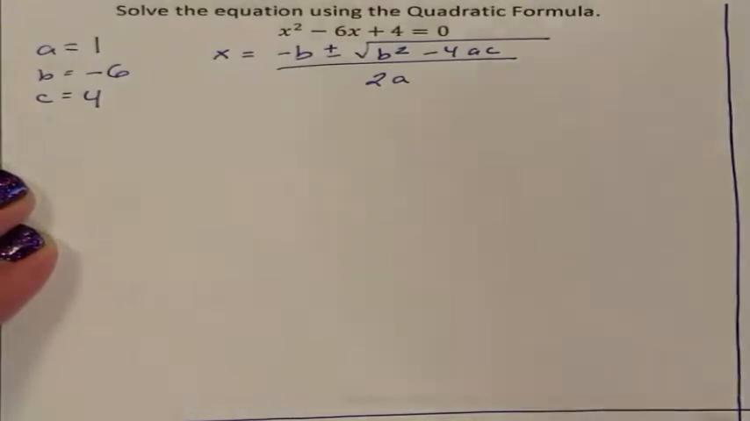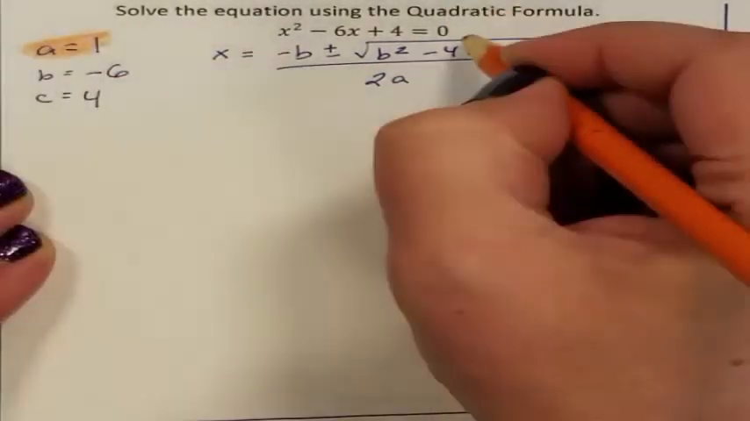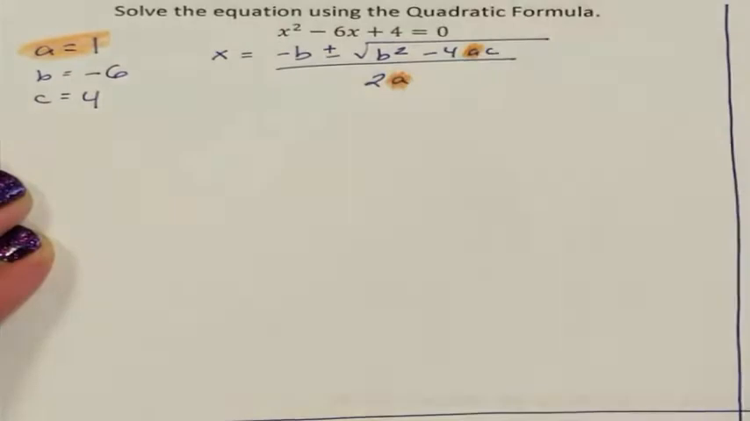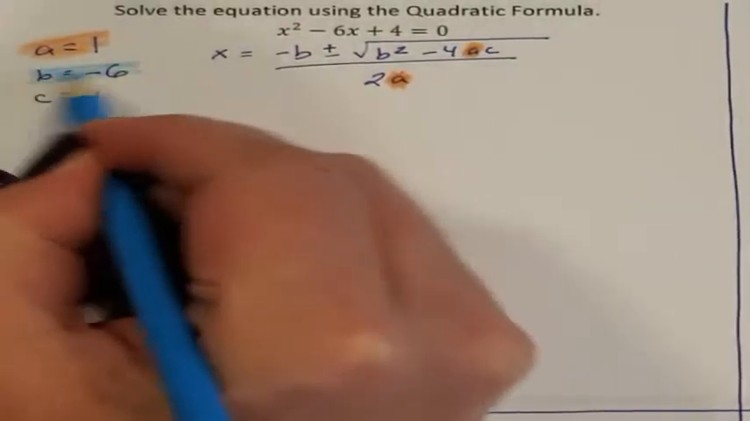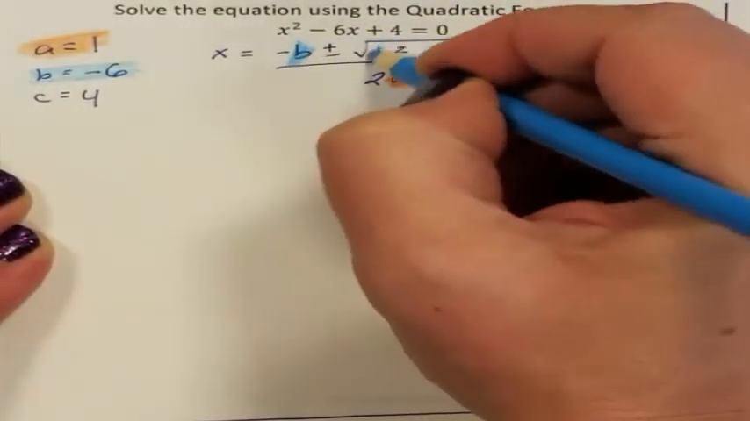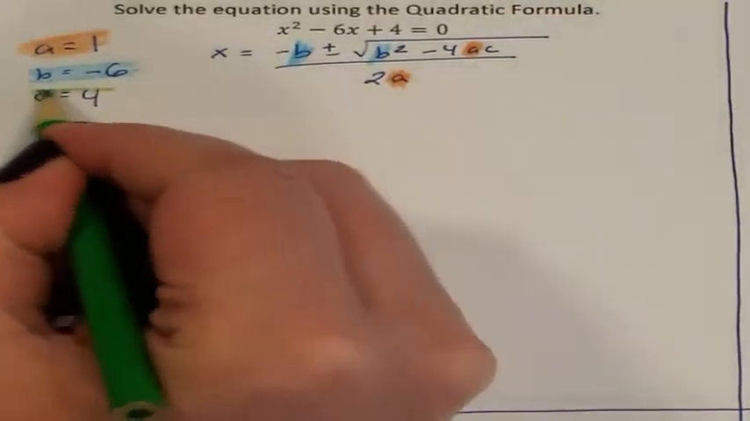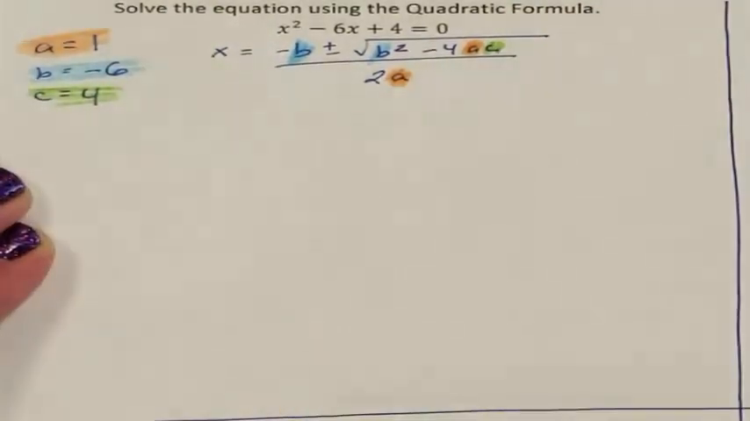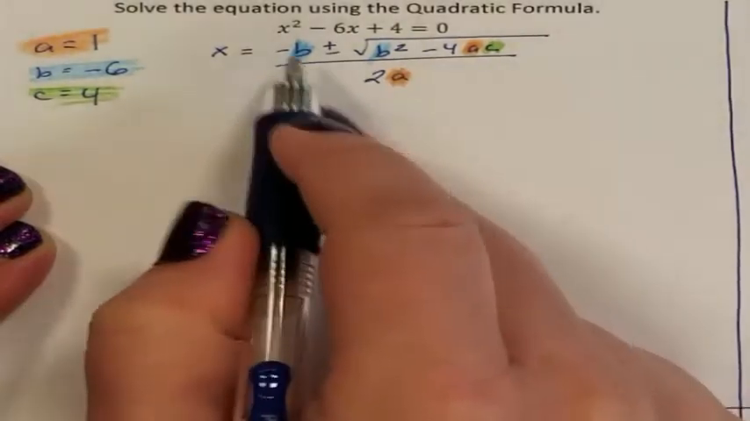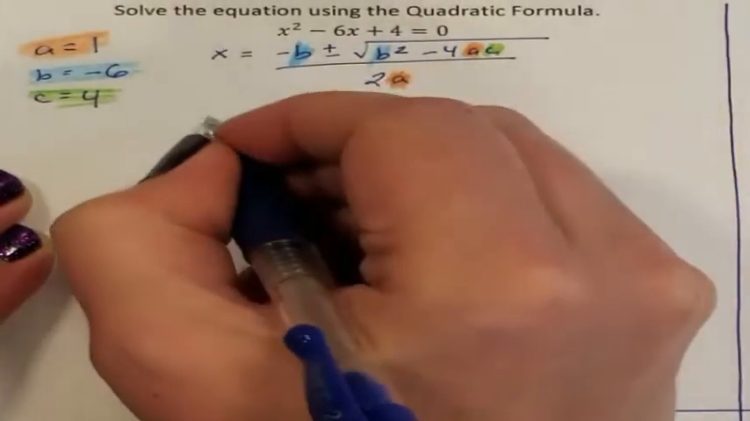Making sure that I get this all correct, my A's are all going to be 1's. My B's are all going to be 6's. And my C's are all going to be 4's. So I'm going to rewrite this equation without the variables, but keeping the colors.